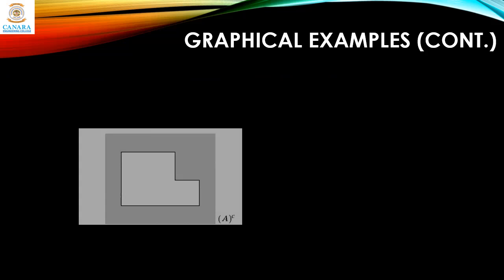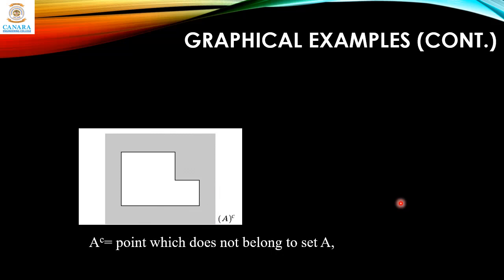Next, this is A complement. That is a point which does not belong to set A. So it's basically the inversion. Whichever point does not belong to A is shaded. The entire A set is left out.